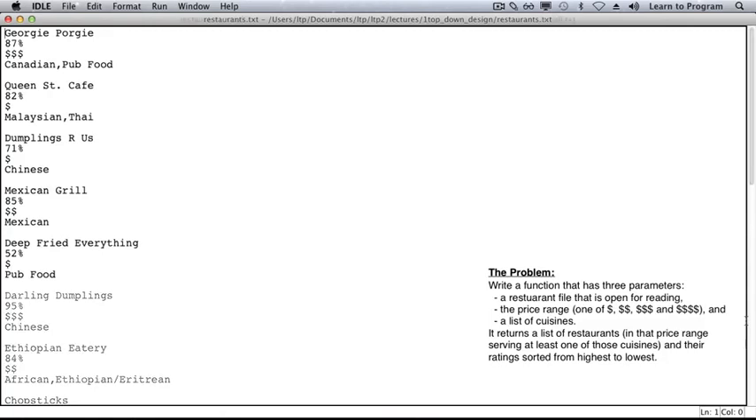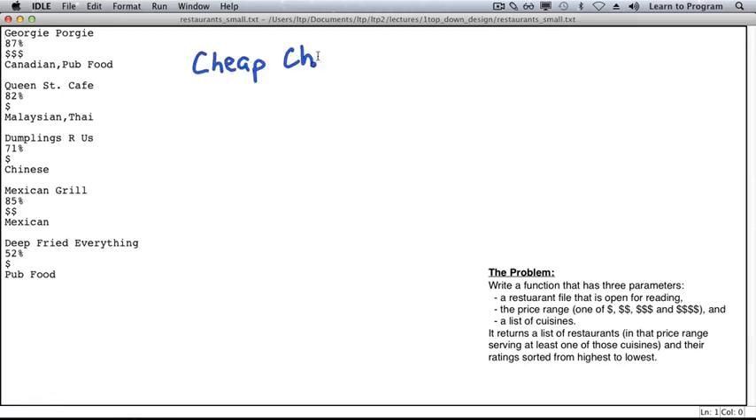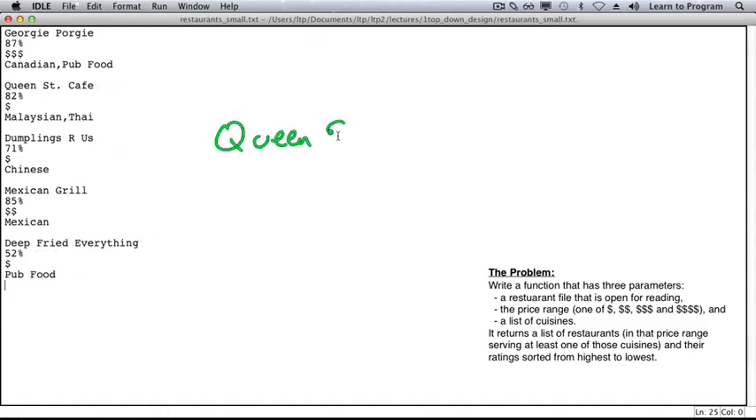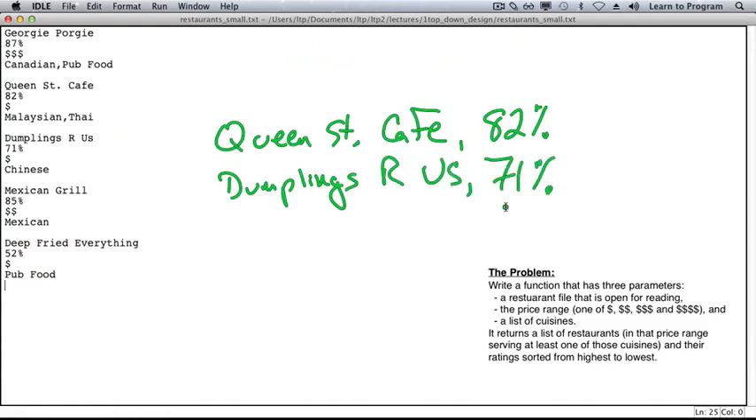Let's do an example, starting with even fewer restaurants so there isn't that much data to keep track of. Let's say you're interested in cheap Chinese or Thai. Well, the cheap restaurants are Queen Street Cafe, Dumplings R Us, and Deep Fried Everything. Of those, Deep Fried Everything serves pub food and not Thai or Chinese. That leaves Queen Street Cafe and Dumplings R Us. The higher rated one is Queen Street Cafe, and so we'll want to return a list like this.